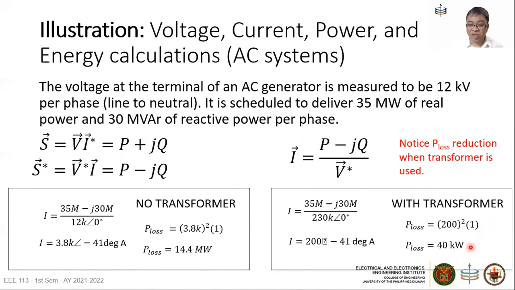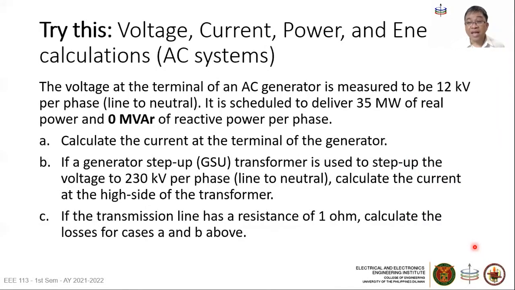So we emphasize in this illustration that when we use a transformer to transform the voltage from 12 kilovolts to 230 kilovolts, we were able to reduce the losses significantly. The second set of problems here is pretty much similar to the first one, except that the megavar produced by the generator is now 0. So instead of producing 30 megavars earlier, we now reduce that to 0 megavar. And as before, we calculate the current, we use a transformer, and then we calculate the losses as well.